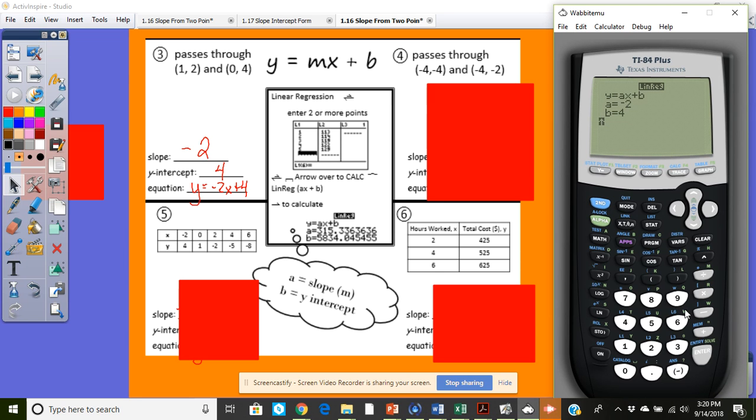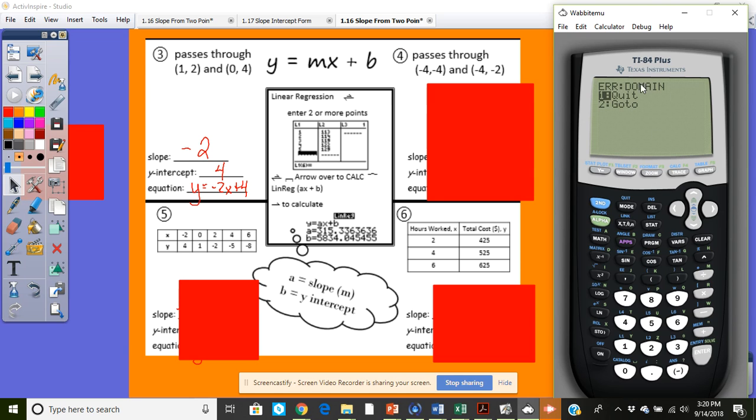All right, on our next one for tables or for ordered pairs. So Stat, and it's your list. So -4 and -4 are my x's. And then -4 and -2 are my y's. So Stat, over to Calculate, 4. Ooh, we got an error.